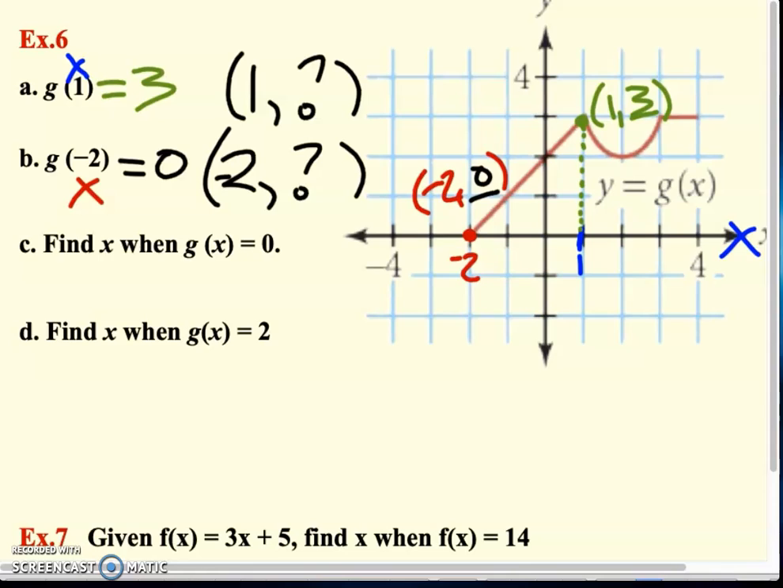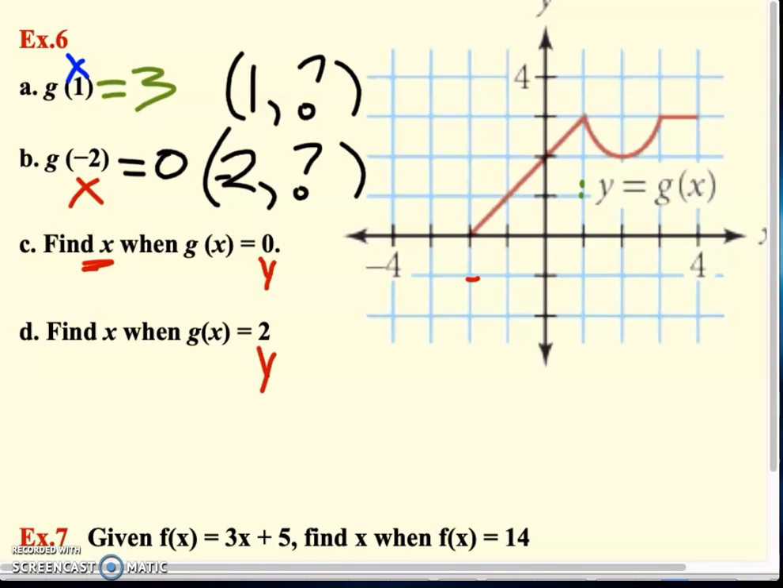When you go to questions C and D, it actually works in reverse. In reverse, I'll give you the y, you tell me the x. Find x when g of x is 0. Now, in this case, this is like saying y right here. So now I do this problem the opposite way.